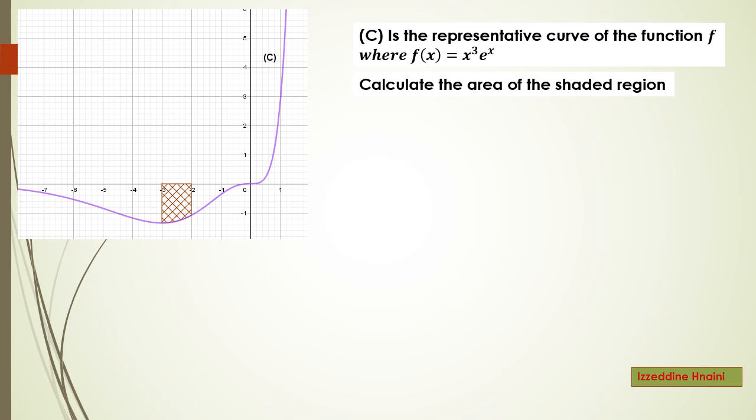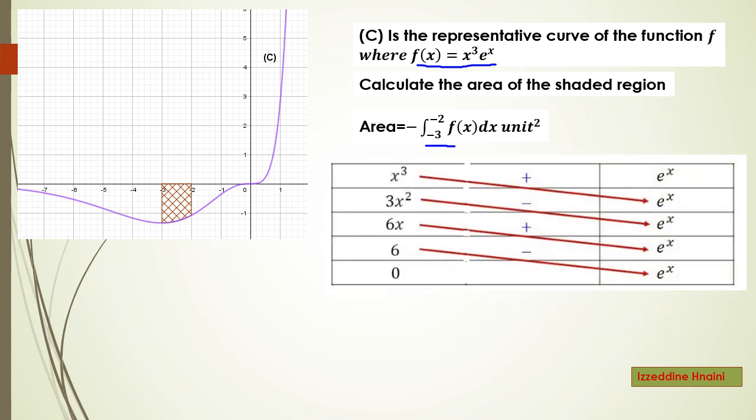Note here, the area of the shaded region is the area between the x-axis and the curve, from x equals -3 to x equals -2. But remember that the curve is below the x-axis, so we put the area equal to minus the integral from -3 to -2 of f of x dx, in square units. Now we want to find the antiderivative of this function. The antiderivative of this function is found by the method of integration by parts.